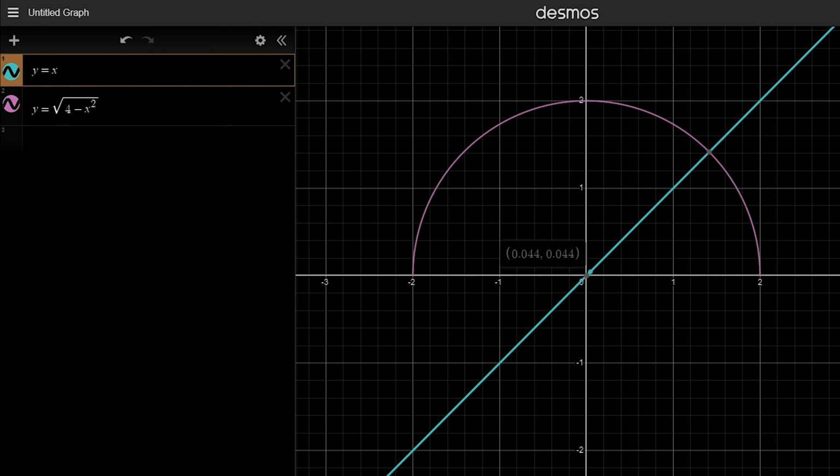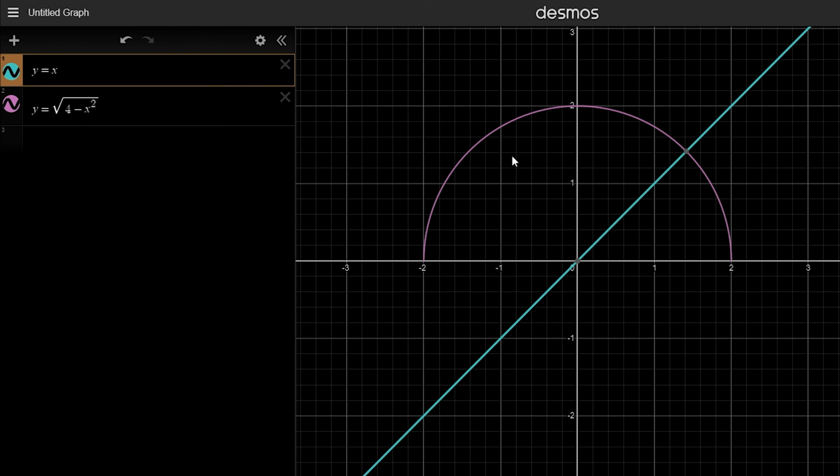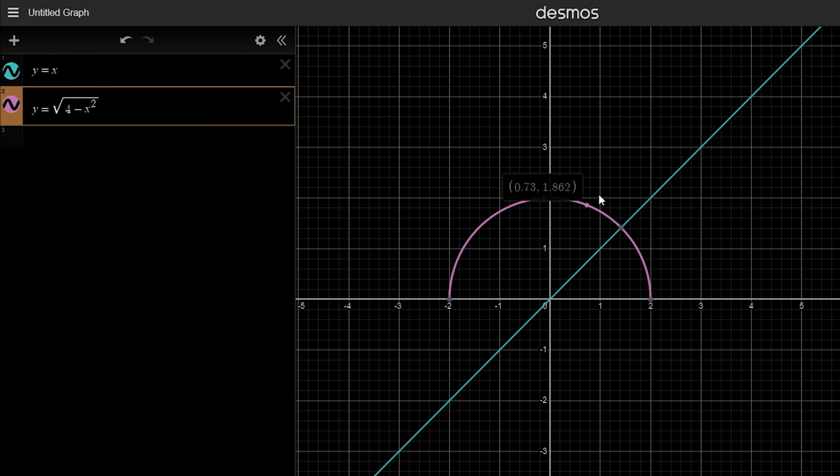All right, check this out. We get something. However, it looks like we've just got half a circle, a semicircle, in the positive y axis. Why is that?